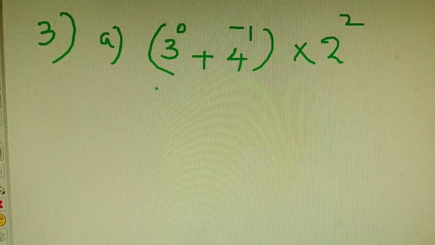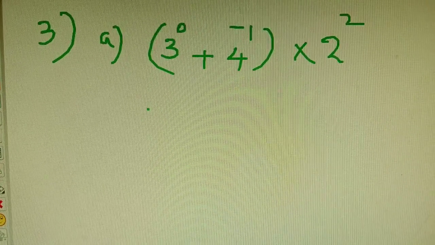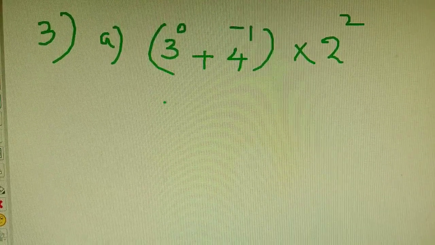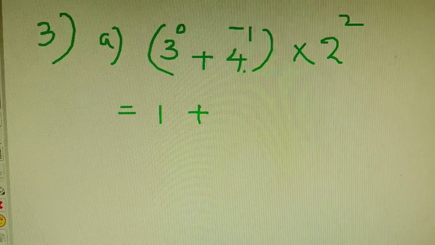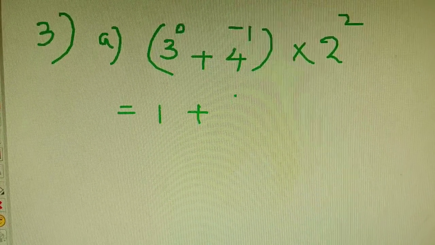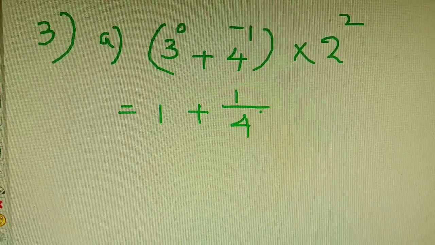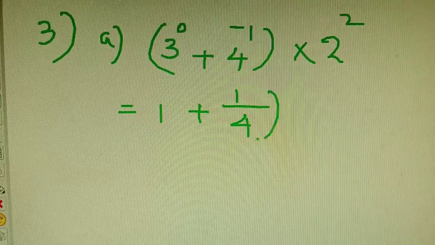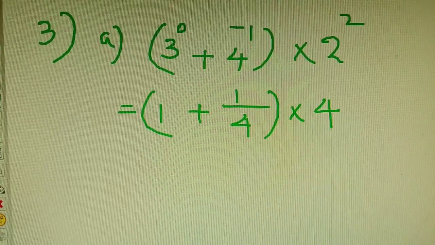Okay, yesterday we studied all these laws. 3 to the power 0 is of the form a to the power 0, and any number to the power 0 is 1. So 1 plus 4 to the power of negative 1, that is the reciprocal 1 by 4 with positive power 1. That is same as 1 by 4 to the power 1, which is 1 by 4 itself. Then that into 2 square, that is 4.